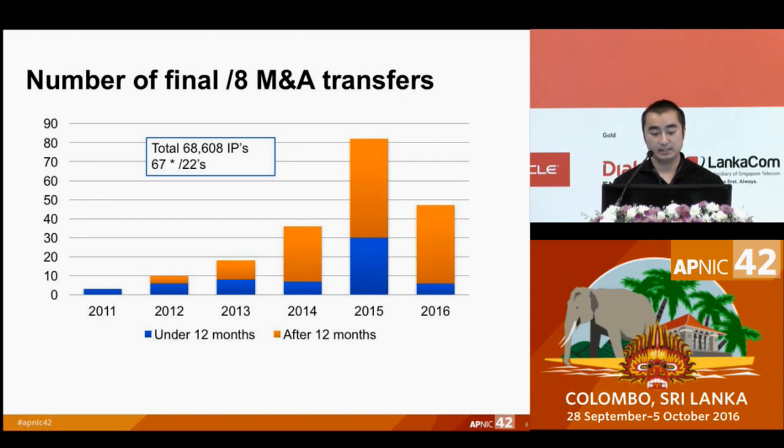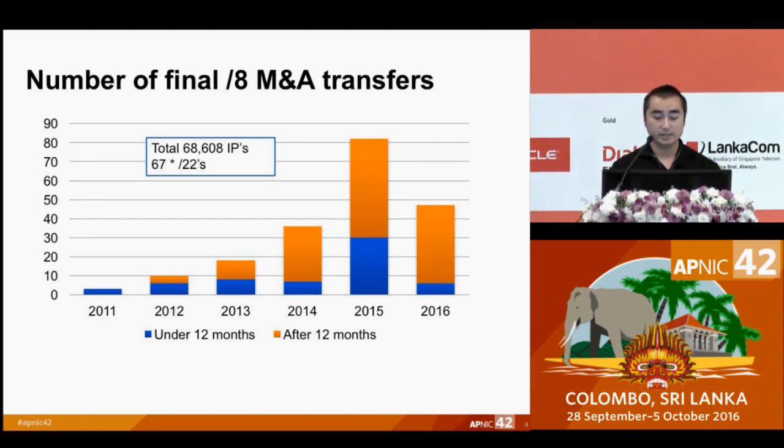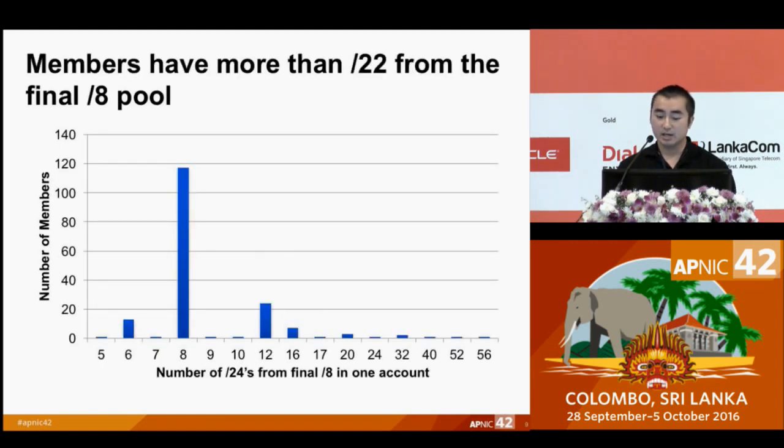What we're also seeing is transfers of the final /8 addresses through merger and acquisition transfers. So there's been 187 transfers since 2011. And this slide shows that there are many accounts that have received more than a /22 from the final /8. So this is a result of both the IPv4 transfers and merger and acquisition transfers. So because there's transfers from the final /8 pool, many members have received more than the intended /22.